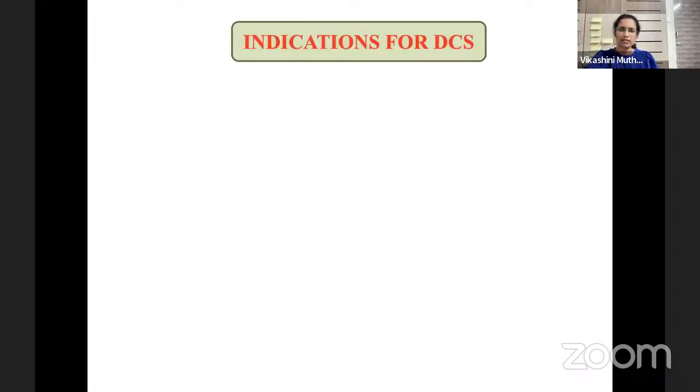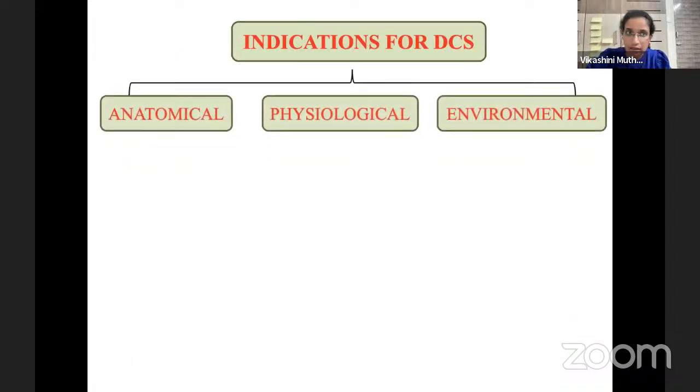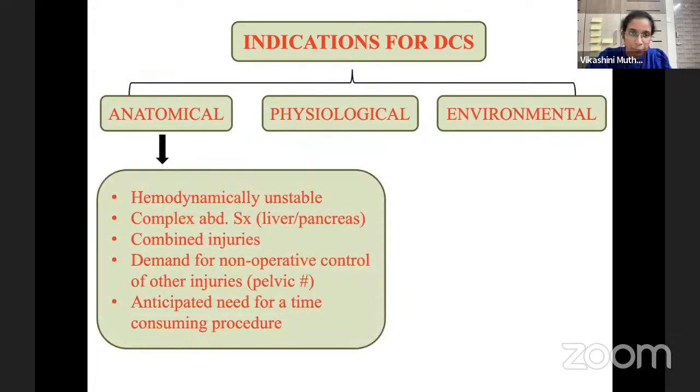So you got the answer, but let's see the other indications of DCS. As I already mentioned, there are anatomical ones. Yes, if a patient is hemodynamically unstable, or if you have to operate on the patient's liver or pancreas, or if there are combined injuries like thoracic and abdominal injuries, or CNS injury, brain injury, or if there is a demand for non-operative control of other injuries like a pelvic fracture, and if the anticipated need is for more time, because the procedure you have planned is going to be time-consuming.